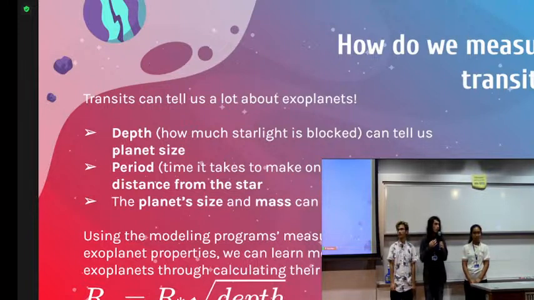The most notable one would be the radius, which can be calculated through the formula at the bottom, which is the radius of the planet equals the radius of the star times the square root of the depth on the light curve, which is just how long from the main group to the bottom of the depth.